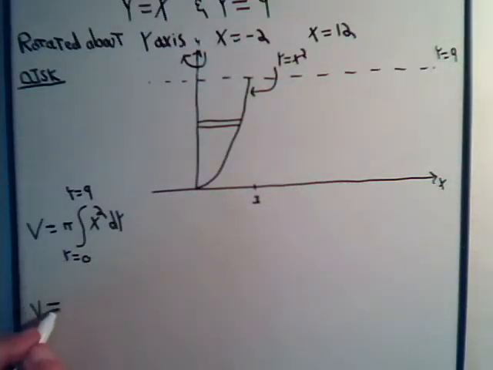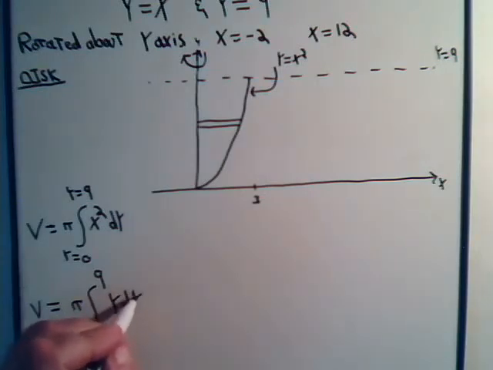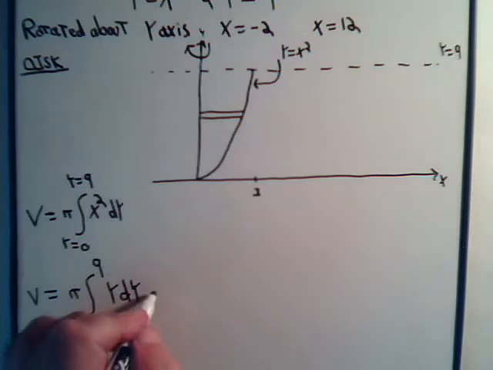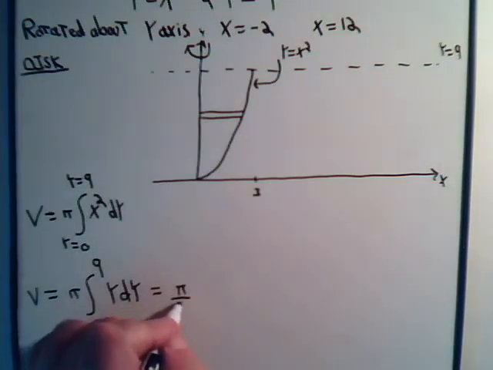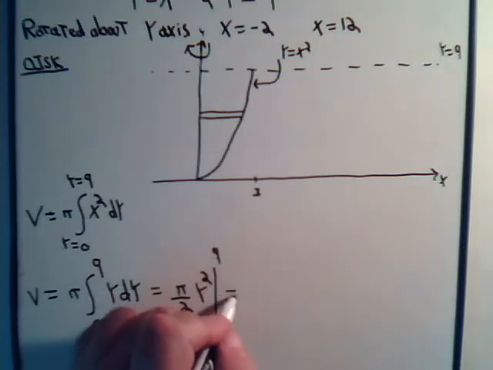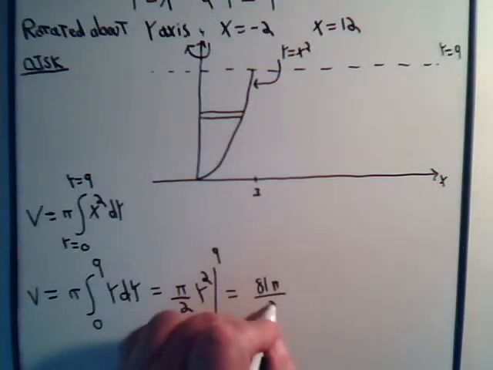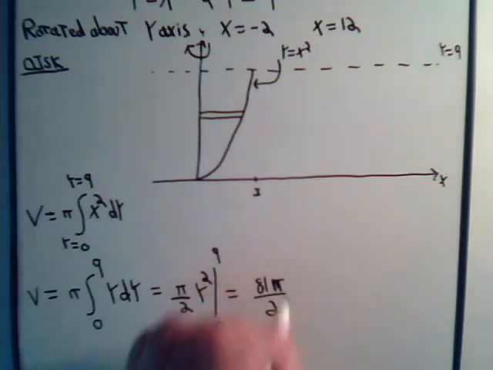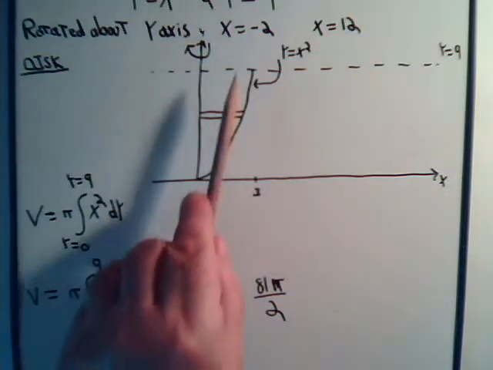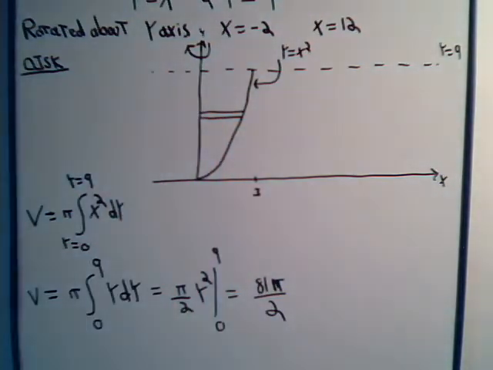The volume will equal pi, and the limits stay the same, those don't change, except we have x squared as y. So this would just be equal to pi over 2 times y squared. Y goes from 0 to 9, and that would equal 81 times pi divided by 2. And the problem is finished. That would be the volume then obtained by rotating this parabola about the y-axis.